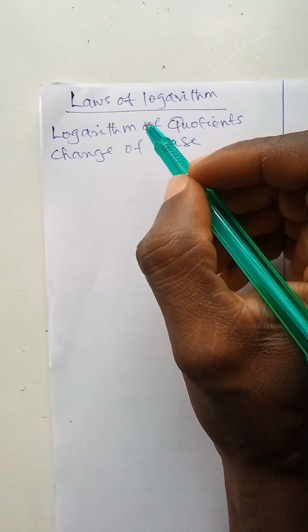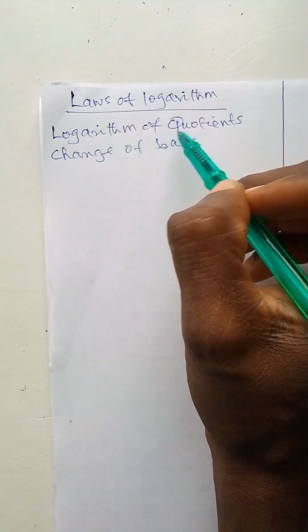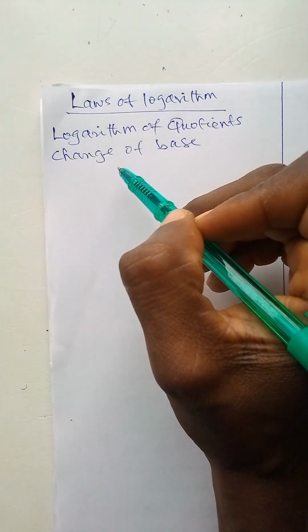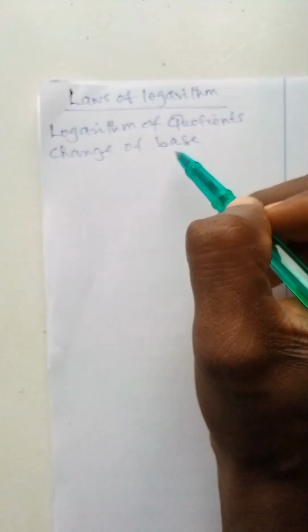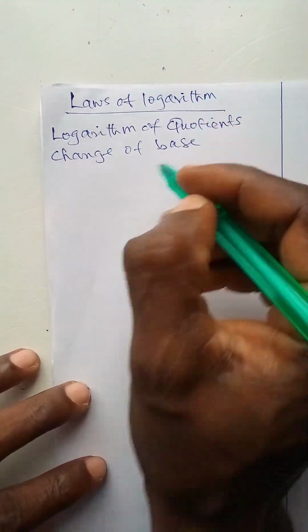In this video, we shall be discussing two laws of logarithm. One is the logarithm of quotient and the other is change of base. Let us now look at what logarithm of quotient is about.